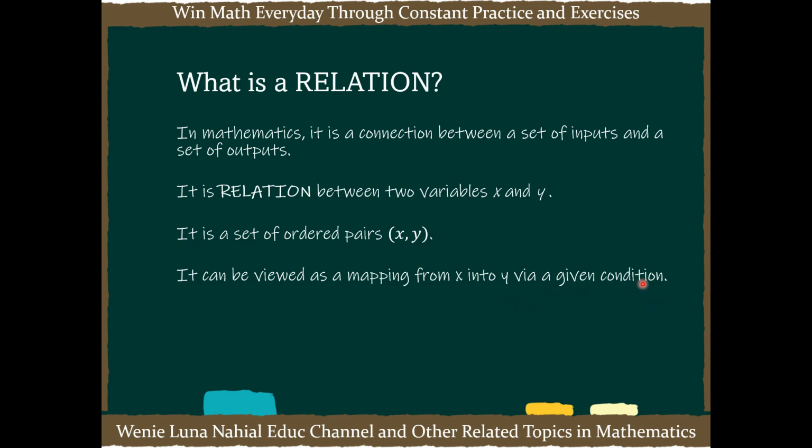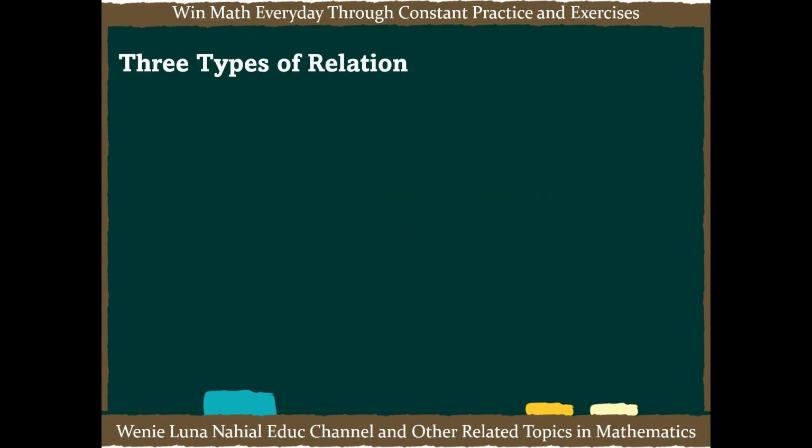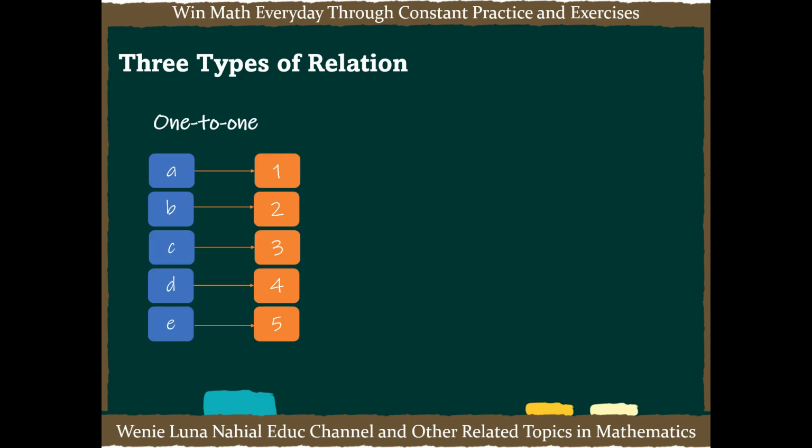As I have already mentioned earlier, there's a condition of working out the output from the input. Then there are three types of relation. We have one-to-one relation, and as you can see in the illustration here, A, B, C, D, and E.